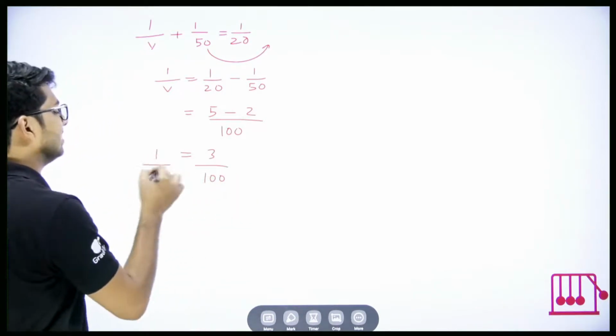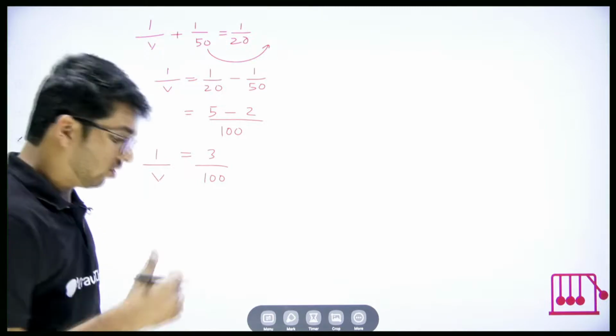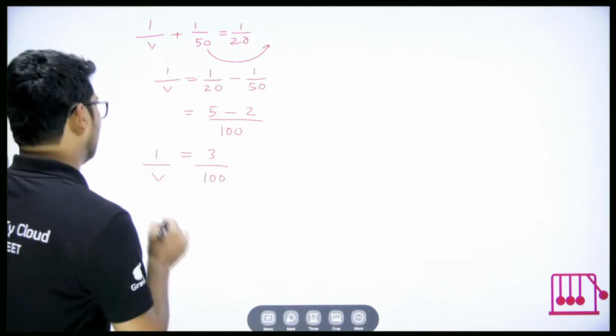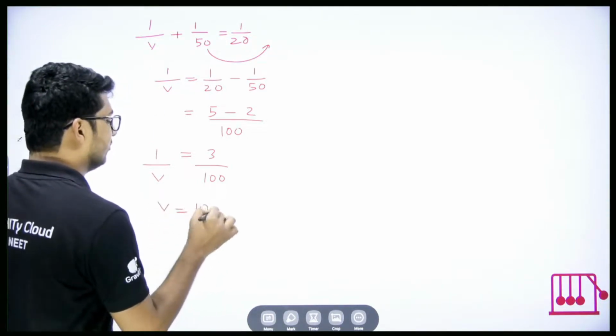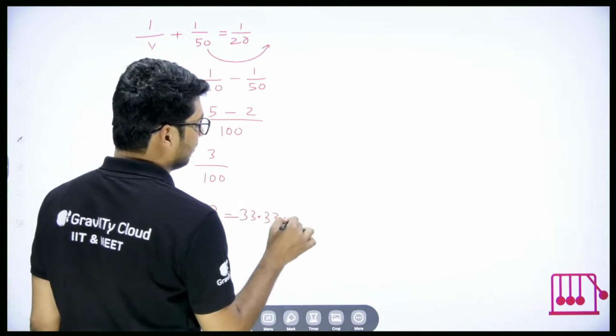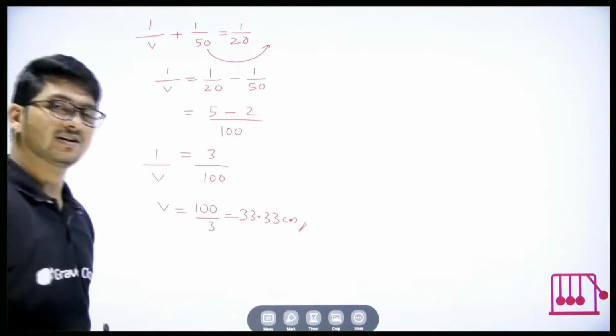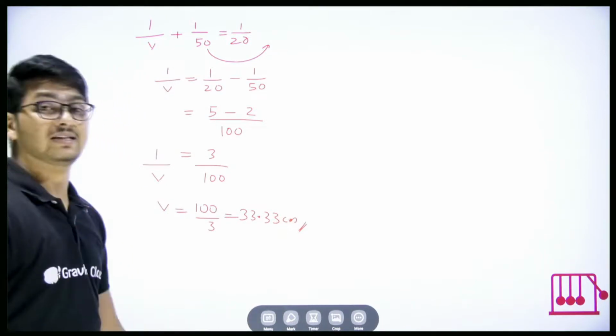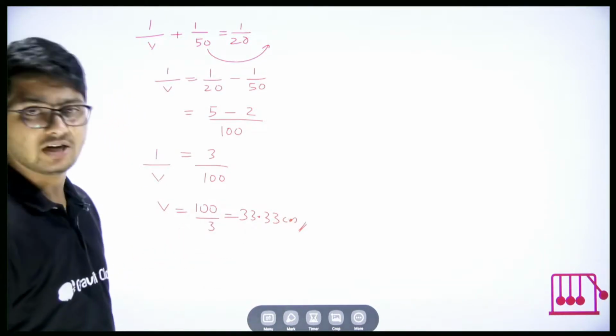No, because on the LHS we have 1 by v. We don't need 1 by v, we need v. That means you do the reciprocal. So v is equal to 100 by 3, which is how much? 33.33 centimeter. 33.33 centimeter, and you're getting it as positive.